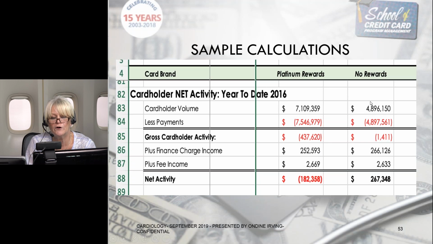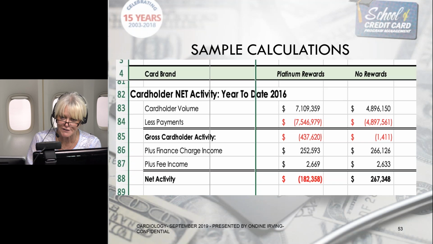Go to the no reward program. Payments exceeded sales by only $1,400. But guess what? Finance charge and fee income added back in shows the growth of 267,000. So in this particular instance, the no rewards program grew, the platinum rewards did not. Overall, the card program grew, but does the executive team really know that you really didn't grow by new loans? It's just kind of churning inside.